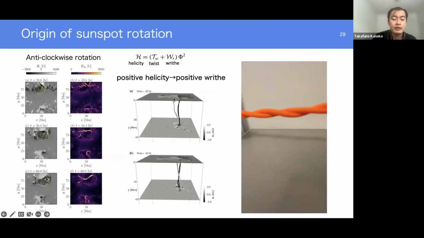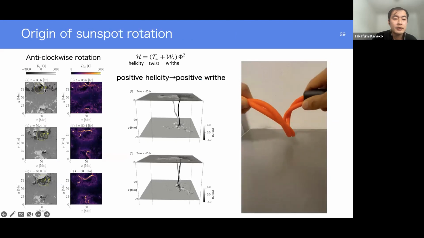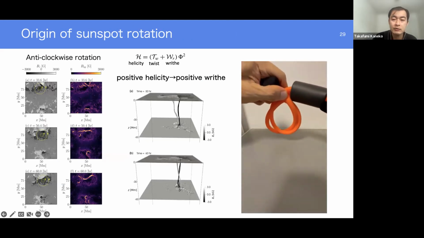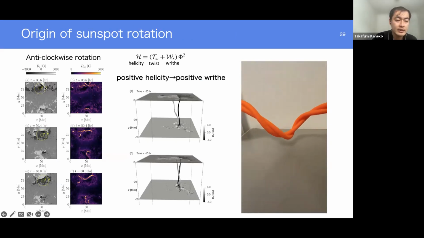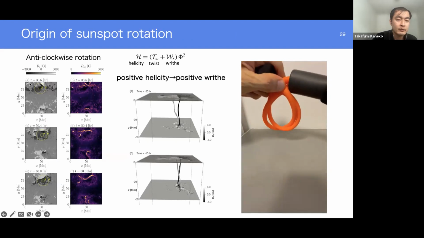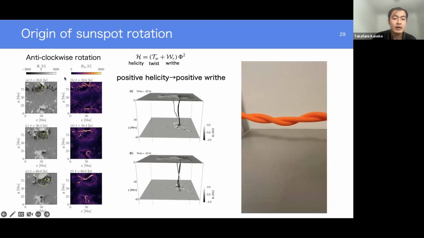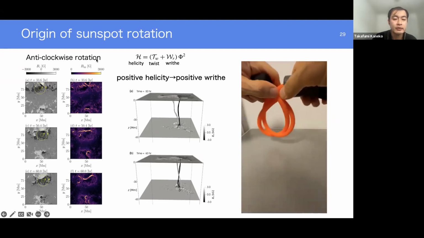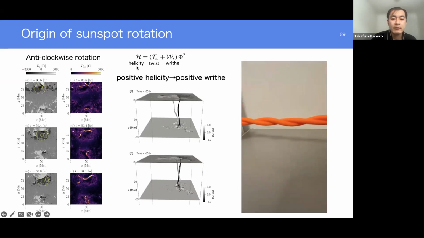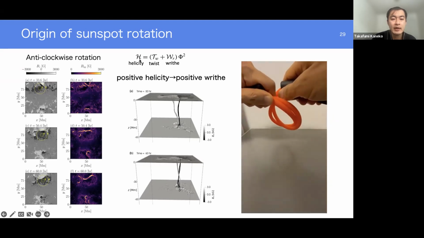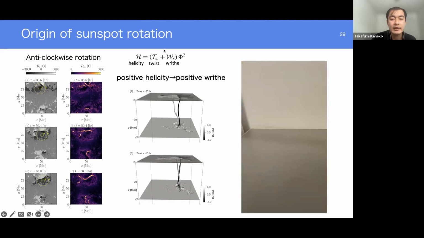But actually, we saw sunspot rotation in our simulation. For example, in this case, the sunspot rotates anti-clockwise, apparently. And we investigated what causes this anti-clockwise rotation. Actually, we found that the positive helicity, which the initial flux tube has, is converted to the rise of the magnetic field.